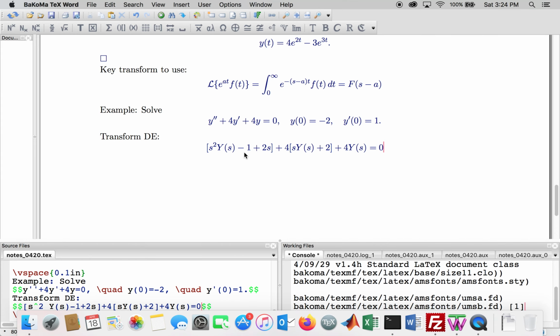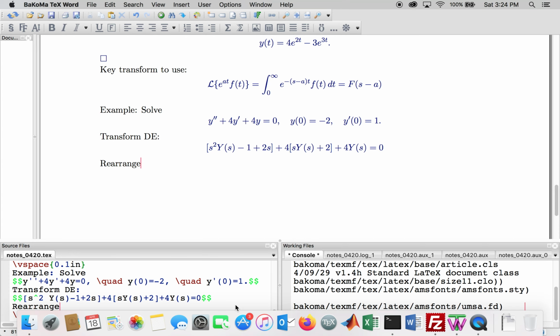Remember, for the second derivative, it's s squared Y of s, subtract off y prime of 0, and subtract off y of 0 times s. For the first derivative, it's s Y of s, subtract off y of 0. So that's where these terms come from.